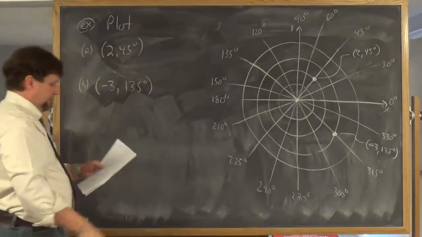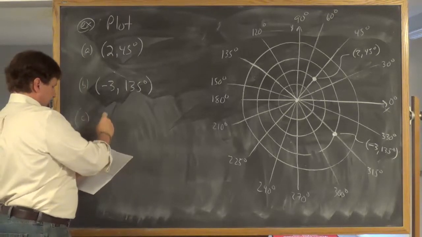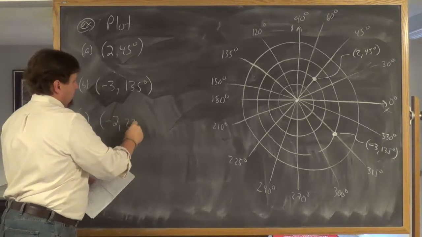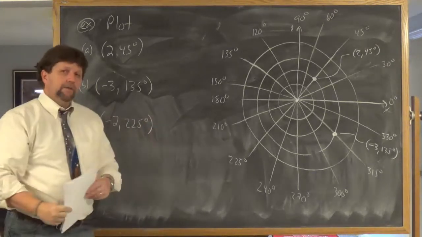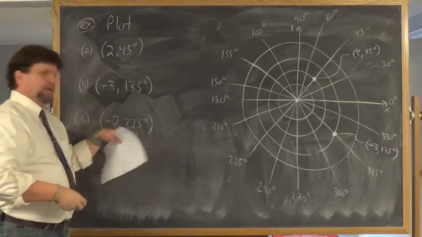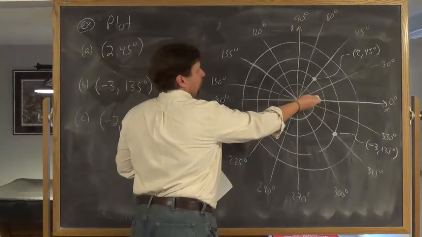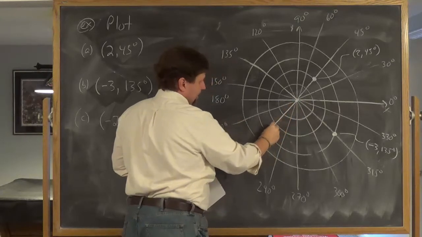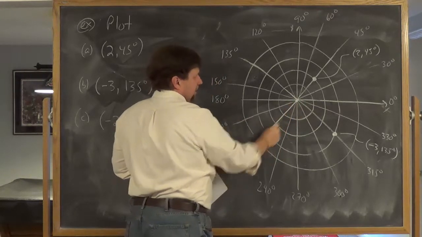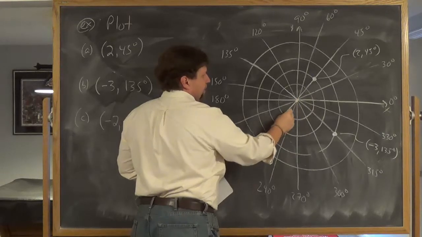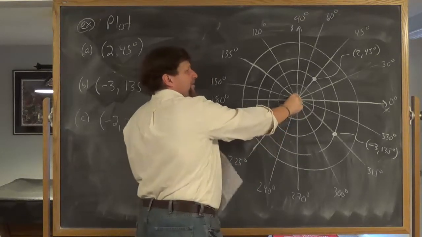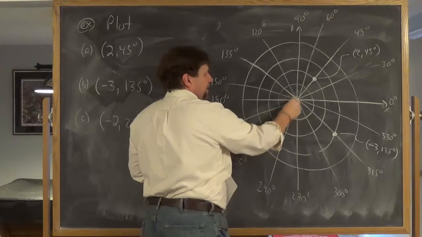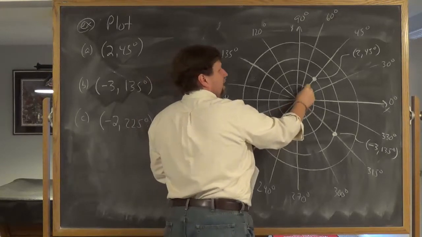Let's do one more. Let's plot the point -2, 225 degrees. All right, so here I'm going to do the polar axis rotation first. So my polar axis gets rotated to 225 degrees, so it would stop right here along that radial line. So that's where my polar axis has stopped. The R value is -2. So that means I go in the opposite direction of where my polar axis stopped. I don't come this way 2 units.